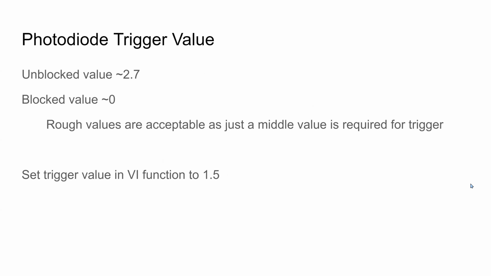And now for this next part, we have the photodiode trigger value. So there was an unblocked value of 2.7 and a blocked value of 0. And in order to trigger the photodiode, rough values were acceptable, since just a middle value between a range was required for the trigger. So we set this to a value of 1.5. And that allowed us to collect data once it was triggered.